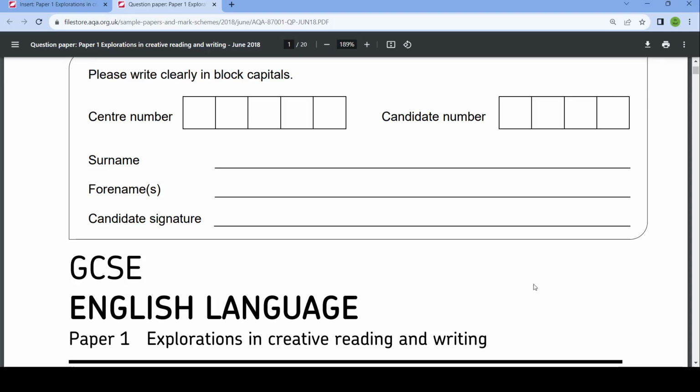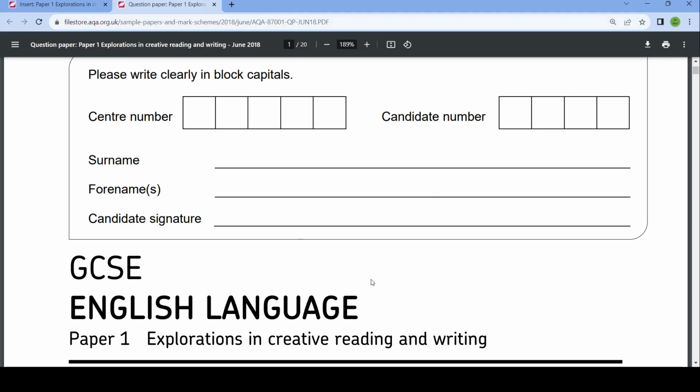So in this video, we are going to look at an example paper. I've just picked one at random. We're not going to actually do the paper. It's just talking about the paper in general terms, how you should go through it, how you should answer the questions. Okay, so here we have a paper, and you can find this yourself on the AQA website.